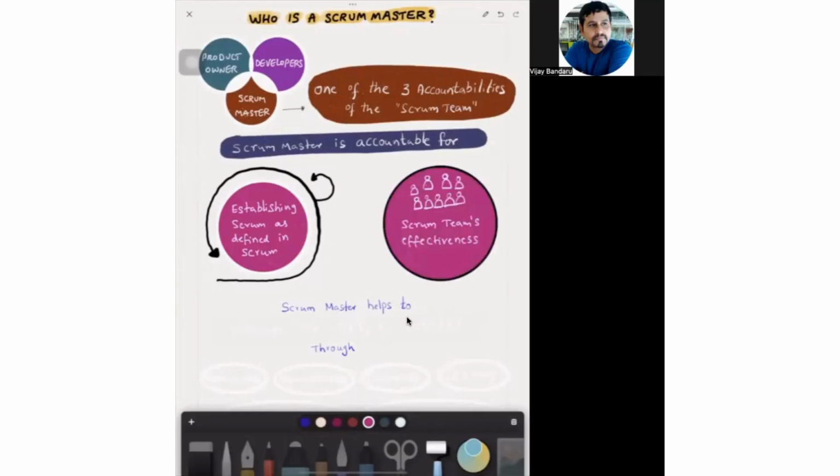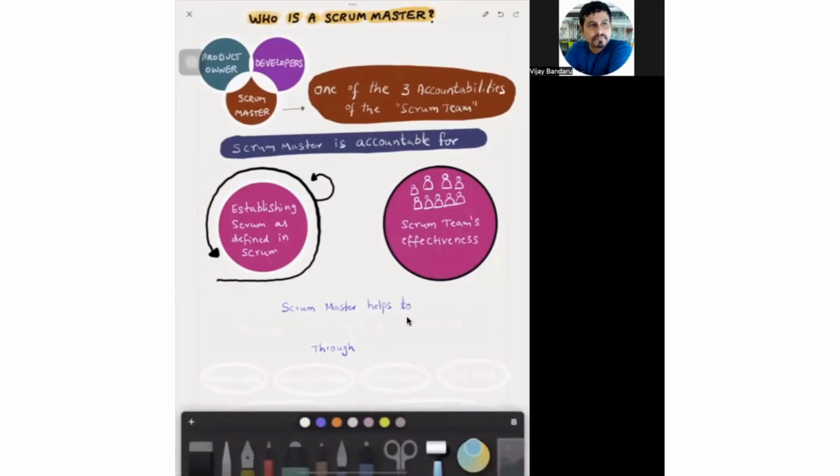And the second accountability is that the Scrum Master is also accountable for the Scrum team's effectiveness. He or she does this by helping people identify and implement the processes, practices, tools, and techniques that are suitable in a Scrum environment. That means what processes, tools, techniques, and practices will improve the effectiveness of the team when implemented in a proper manner, and what tools or practices are not suitable for Scrum. That is also something the Scrum Master will help the team to understand.